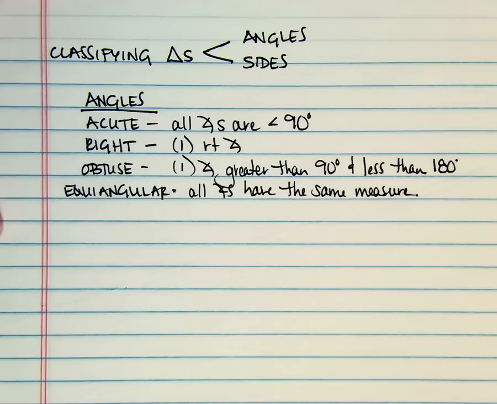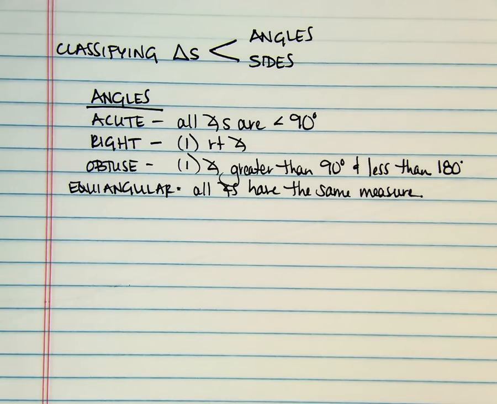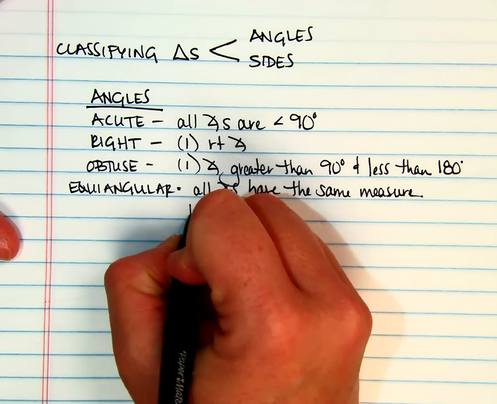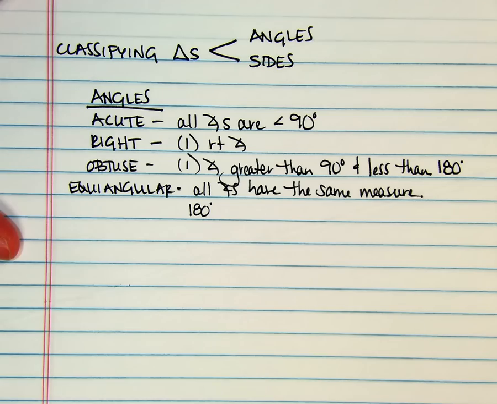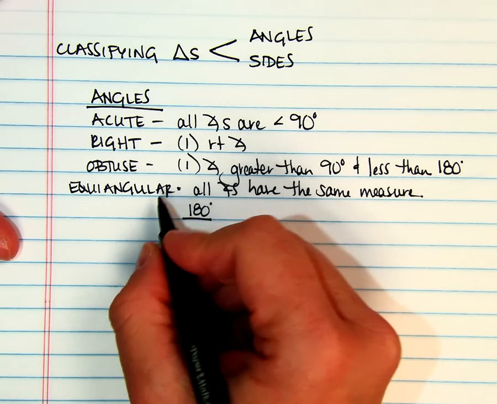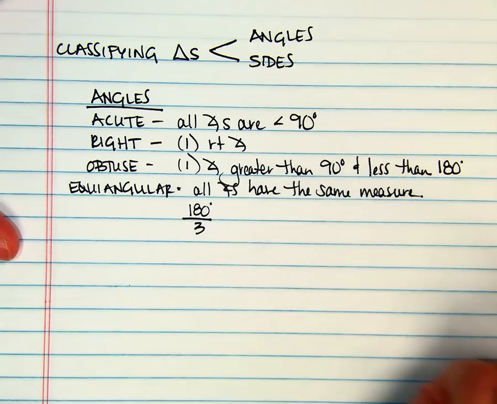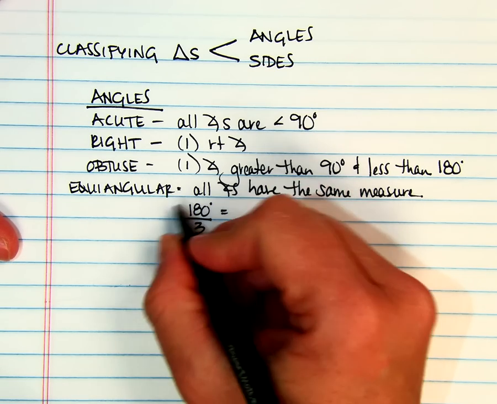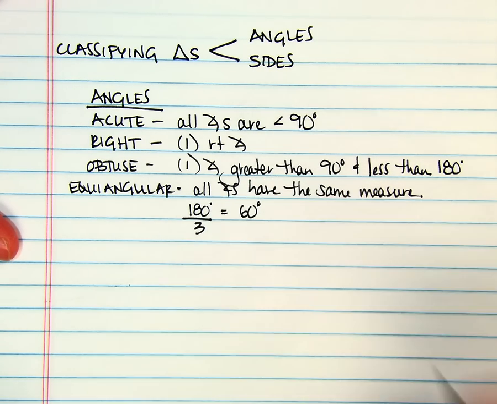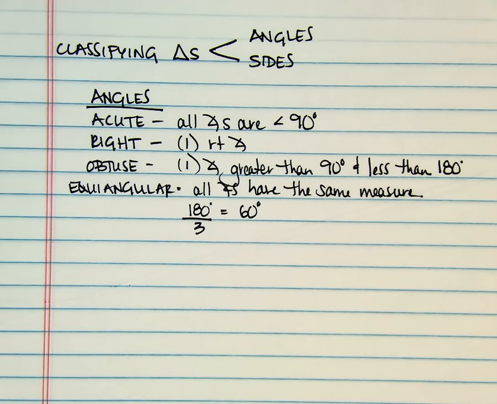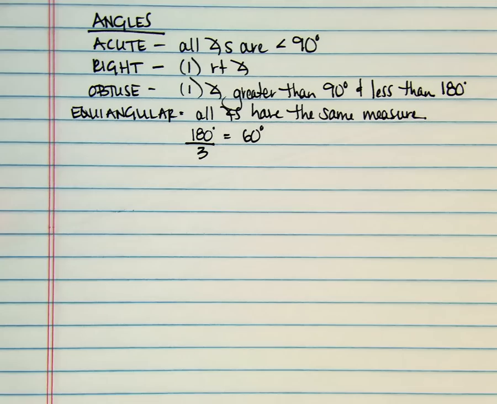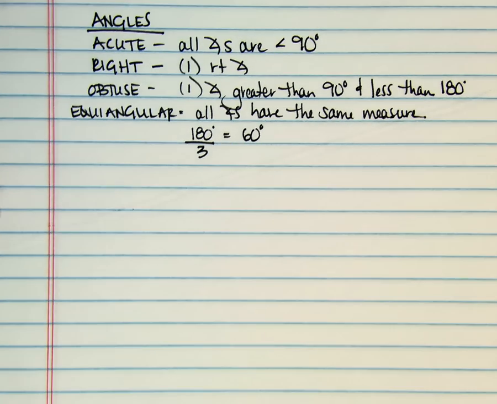So let's think about that one for a minute. If all angles have the same measure, we have 180 degrees in any triangle. Divide that by the three angles because they all have to be the same. So that means in an equiangular triangle, every angle is 60 degrees. So that's what you have if you are classifying by angles.